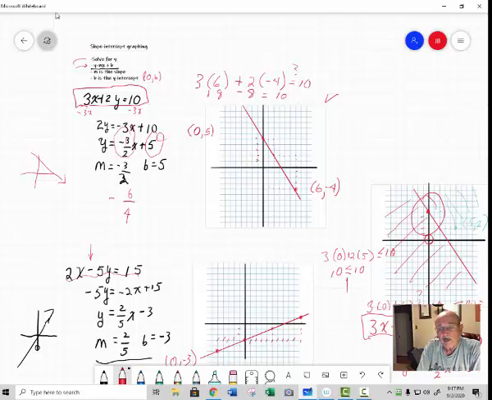Now, if you've got inequalities, same concept. The only thing you have to watch out for is when you divide by that negative. If you've got less than or equal to, it's a solid line. If you've got strictly greater than or less than, it's a dashed line. And that's all there is to graphing using slope-intercept form.